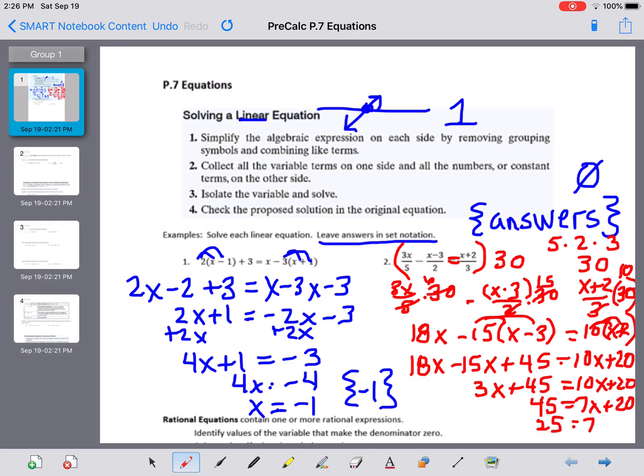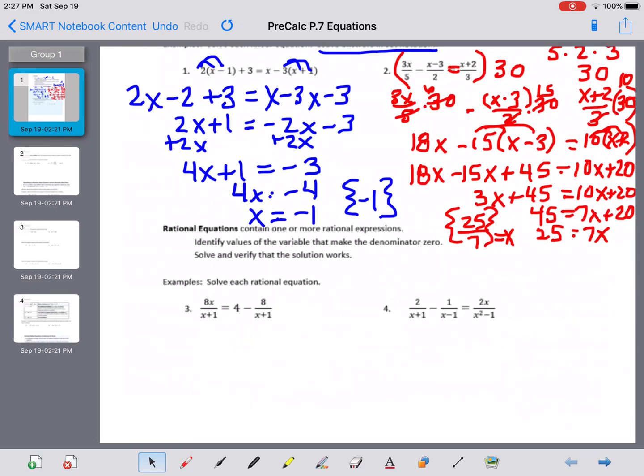And we can already see this isn't going to be a pretty answer, but it's still fine. I get x equals 25 divided by 7. That's in simplest terms. I'm good with it. I'm going to put my set notation around it and call it good. Okay, one answer for linear equations: work to get the variable by itself. Let's move on to rational equations.